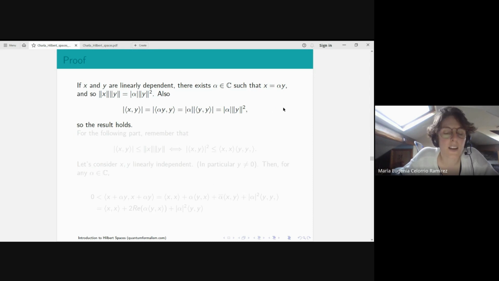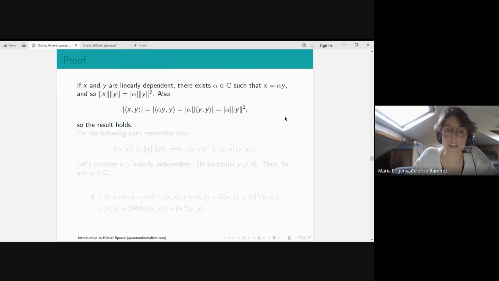Now, if we check what happens with the inner product, we have that the inner product of x and y, because of how x is, can be written in this way, is just the inner product. Sorry, I'm missing a modulus here, of alpha y times y. Remember that the inner product is linear in the first variable, so I can take alpha out, and I can take it out of the modulus as long as I remember to keep the modulus there. And so we have a modulus of alpha times the inner product of y by itself. But remember that this is just the norm of y squared, which is what we obtain here. So whenever x and y are linearly dependent, the inequality holds, and actually we have the equality, which is what we wanted.